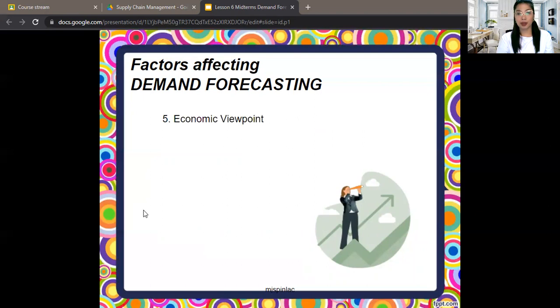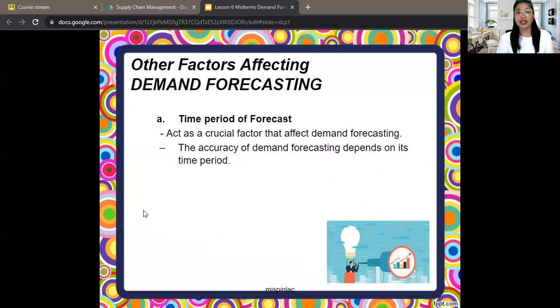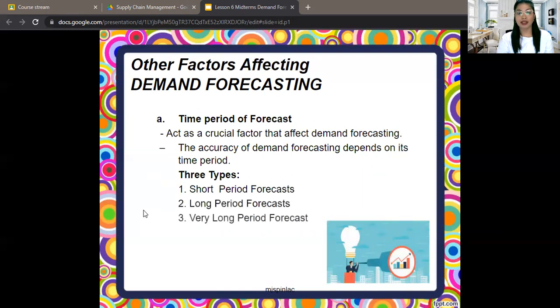Fifth is economic viewpoint, and this plays a crucial role in obtaining demand forecasts. For the time period of forecast, we have the definition as it acts as a crucial factor that affects demand forecasting. The accuracy of demand forecasting depends on its time period. And we have three types.